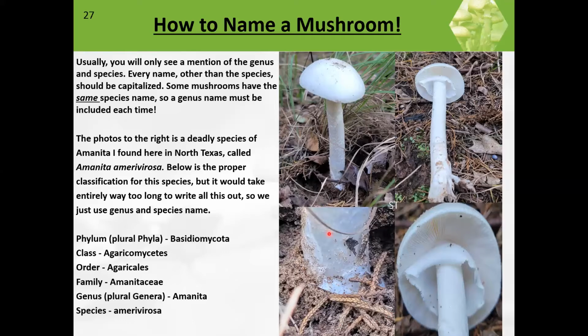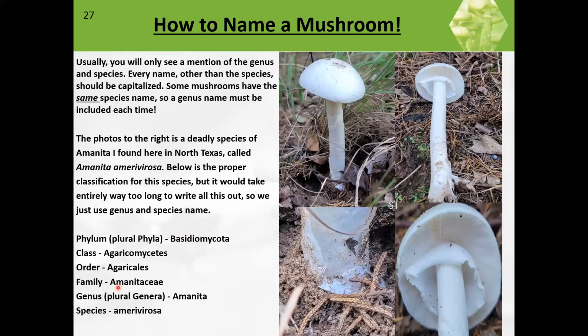So how to name a mushroom? Usually you only see a mention of the genus and species, and sometimes only a genus, if people can't get to the species. But the full written out text is right here at the bottom, and it's way too long for us to write all this out, and it's very confusing to say the least. So that's why we go with the genus name, which is always capitalized, and then the species name, which is always lowercase. Every single name besides the species will be capitalized.